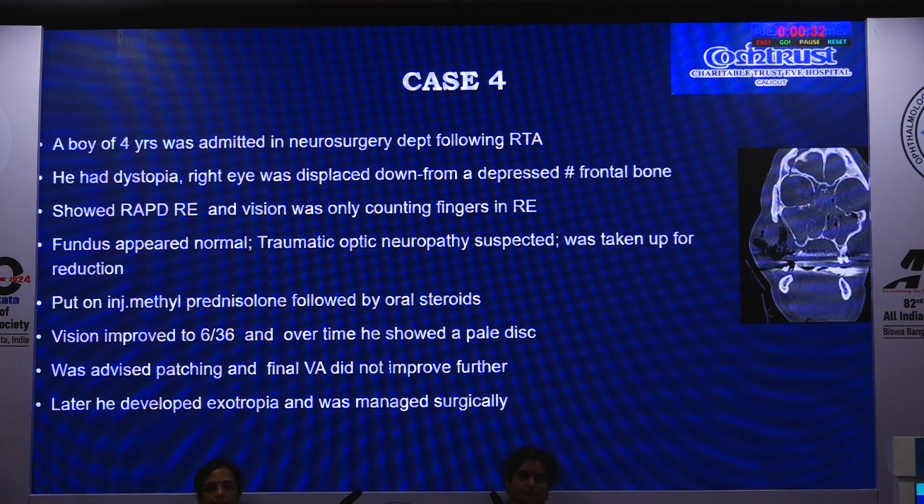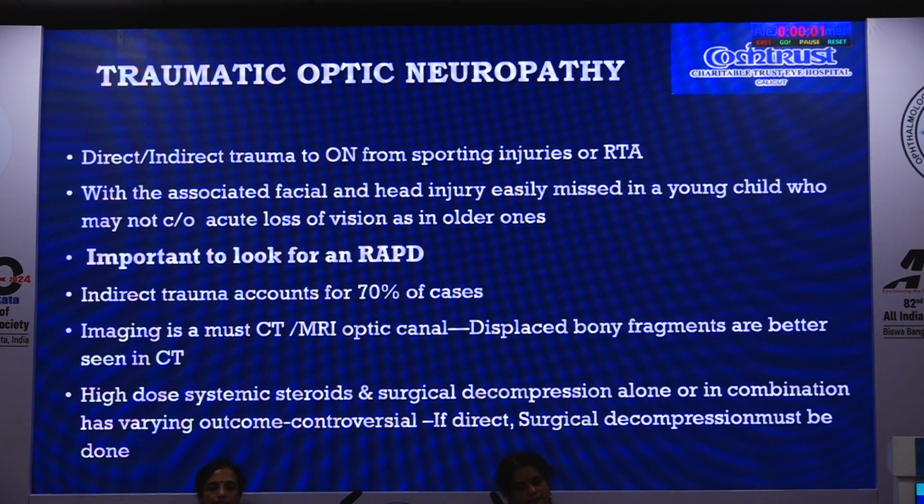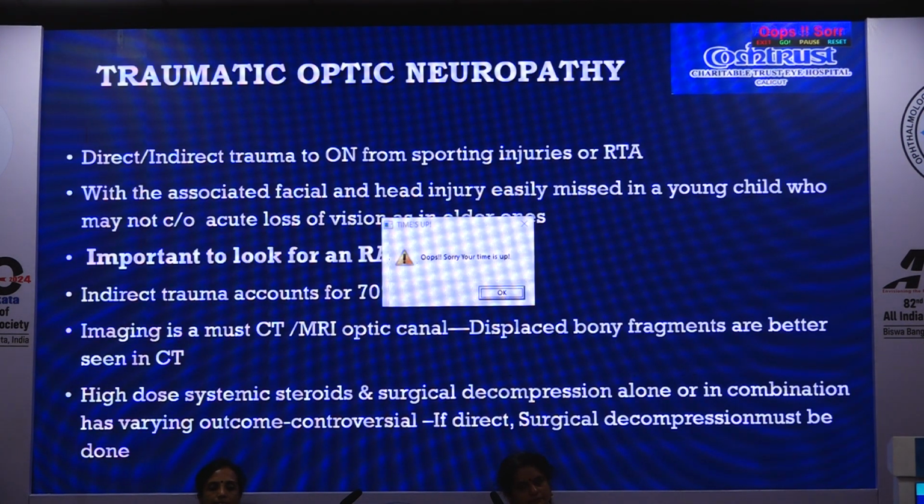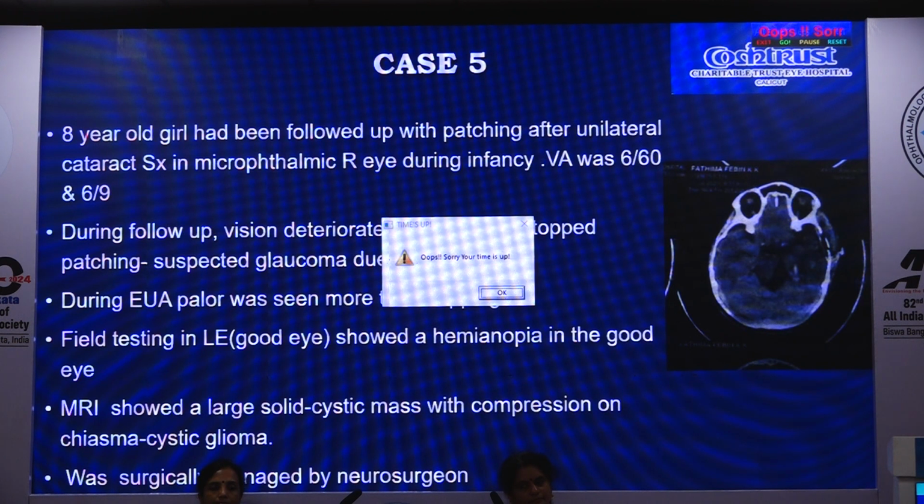So a boy of 4 years was admitted in the neurosurgery department following RTA. And we were called to see the eye. He showed RAPD in the right eye, vision was only counting fingers, and fundus appeared normal, and traumatic optic neuropathy was suspected and taken up for decompression of the fracture, and injection methylprednisolone followed by oral steroids started. Vision improved to 6/36 and then stayed there. Was advised patching but did not improve further. Later he developed exotropia, which was corrected later.